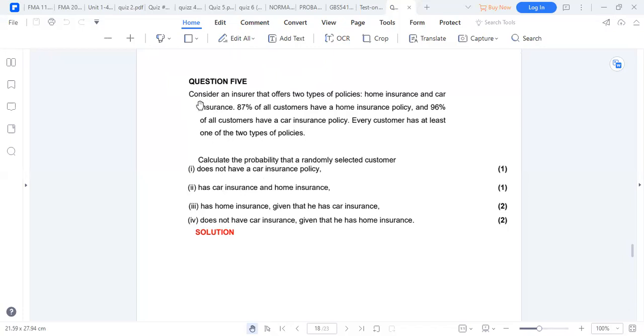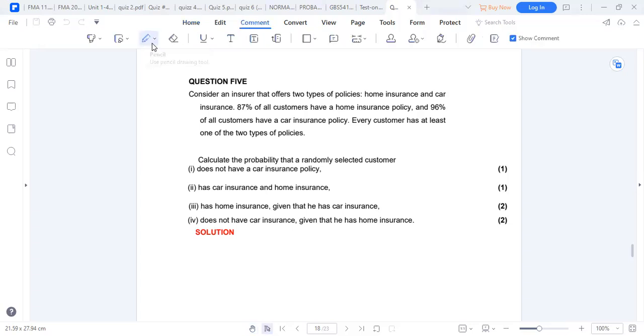Yeah, I'll resend it. So we're given an insurer that offers two types of policies: home and car insurance. 87% of all customers have home insurance, 96% of all customers have car insurance, and every customer has at least one of the two types. So let's summarize the data here.